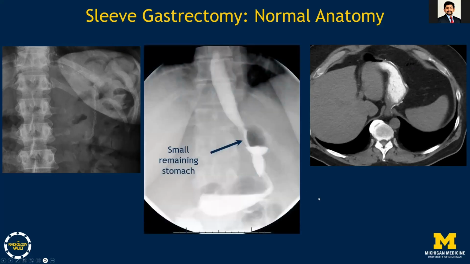On fluoroscopic imaging, what you see is a small linear channel from the small volume stomach that is extending all the way down. In some instances, you will see a capacious segment of the gastric pylorus antrum based on how the surgical staple line was put. Typically, these are more perpendicular. Additionally, to note, given the loss of the esophagogastric angle in these patients with sleeve gastrectomy, this poses an increased risk of hiatal hernia and reflux.